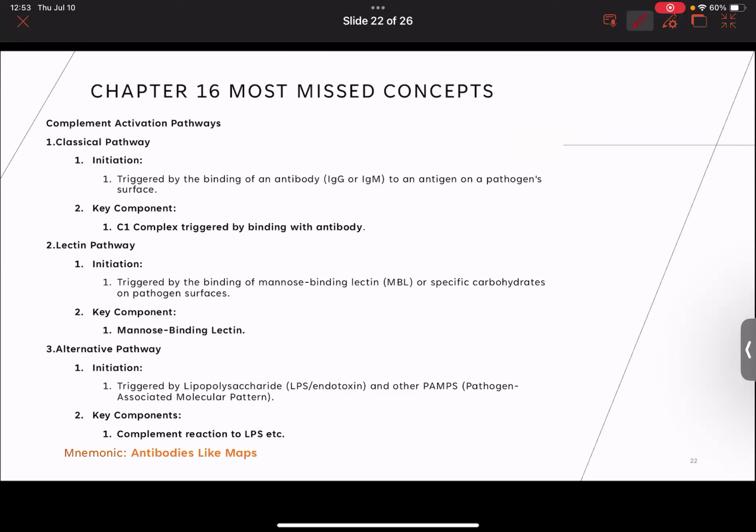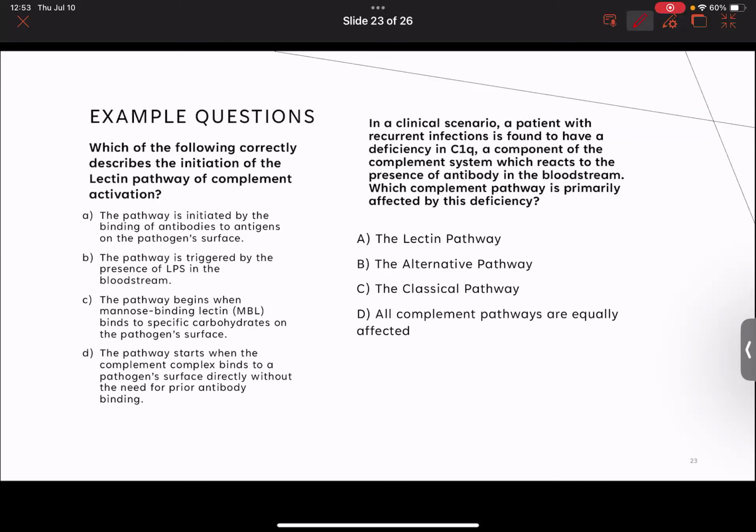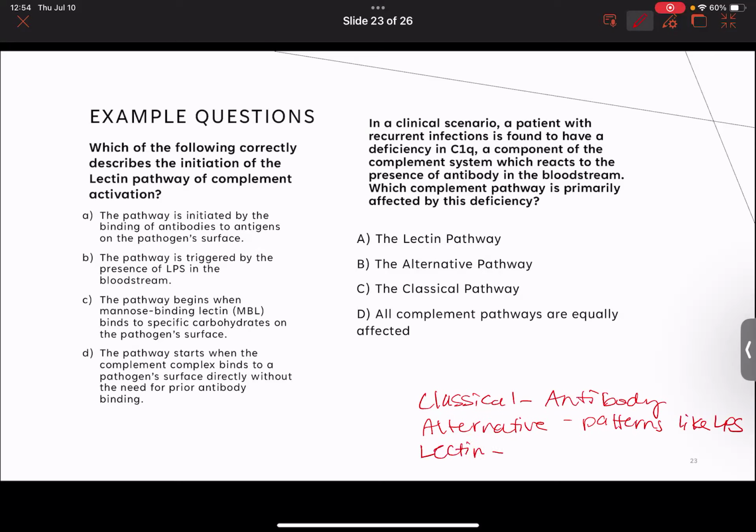All right, the complement pathway. So remember, there's the classical pathway, the lectin pathway, and the alternative pathway. So I'm going to write those out as our little cheat sheet notes. Classical is activated by antibody. Alternative, it's going to be activated by patterns like LPS. And then the lectin pathway is going to be activated by lectin binding to mannose. So we'll just say mannose on bacteria to remind us that that's what it's for.